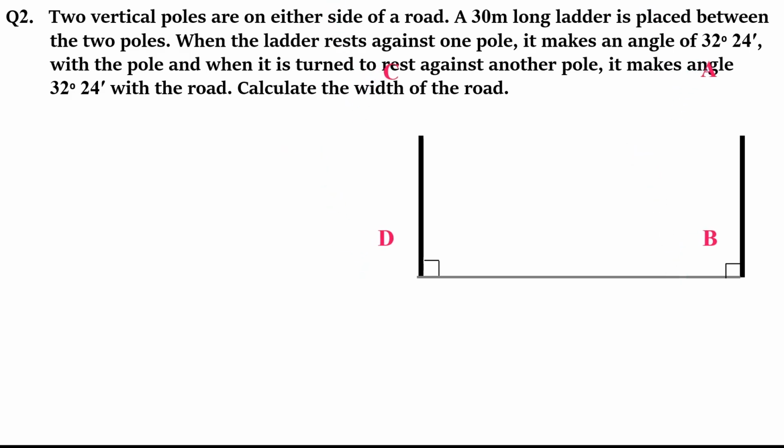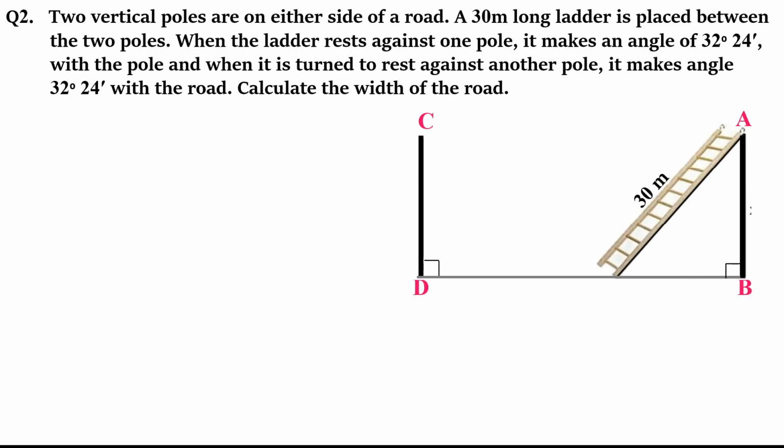So let's place the angle, but before that, let's give some names to these two poles. Let them be AB and CD. Now let us place the ladder. This is the ladder and its length is given as 30 meters. Now the angle 32 degrees 24 minutes, this ladder is making with the pole. That means angle A will be 32 degrees 24 minutes.